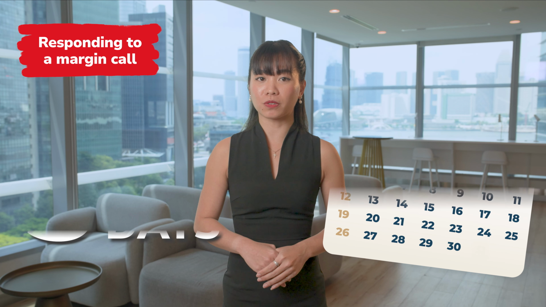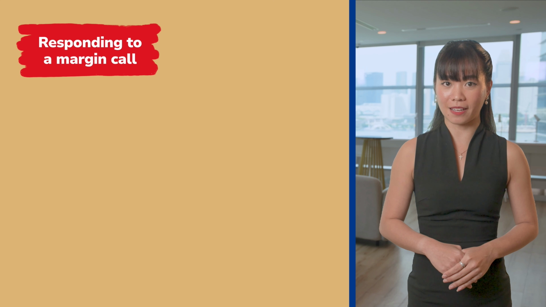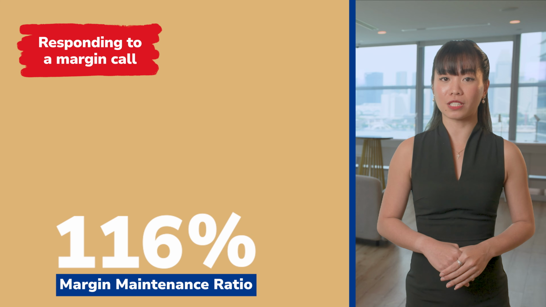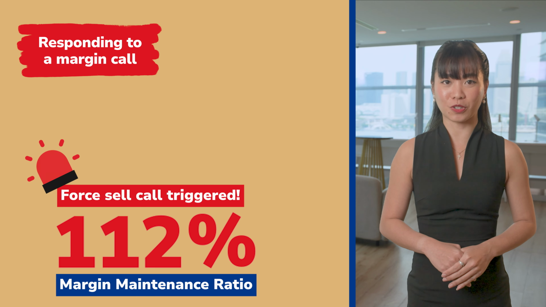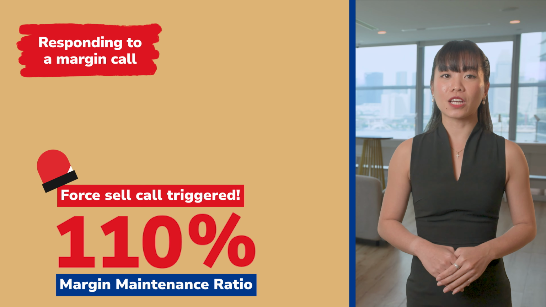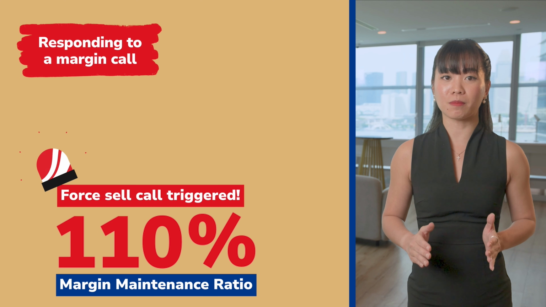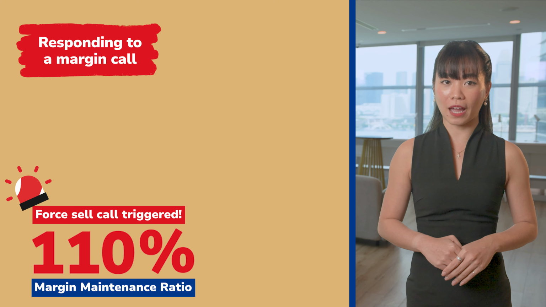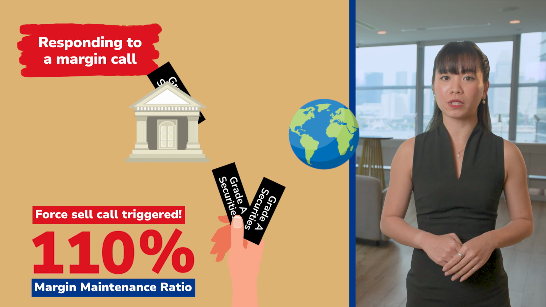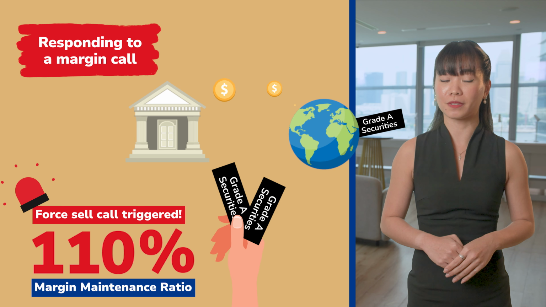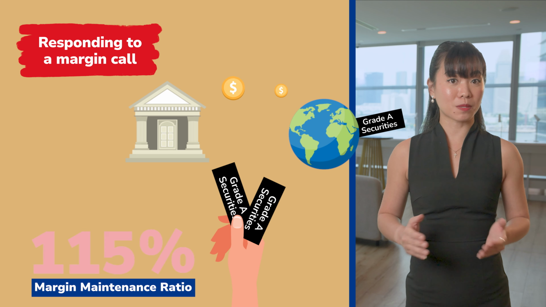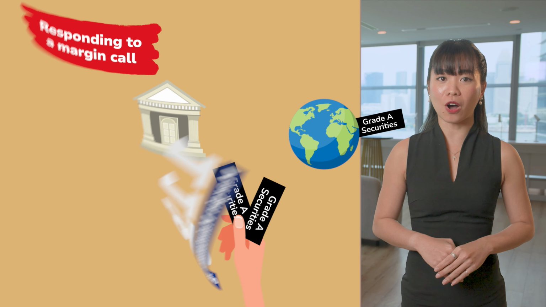If your margin ratio dips below 115%, things get a bit more urgent. A forced sell call is triggered. In that case, you need to resolve it on the same day, or your broker will have to step in and sell some of your holdings to get your ratio back up. So, the best move? Respond to margin calls as soon as you can. That way, you stay in charge of your investments and avoid any surprises down the road.